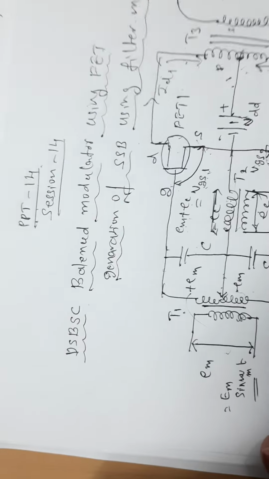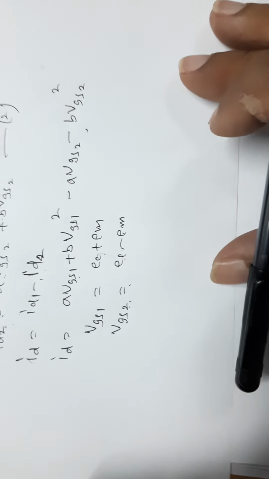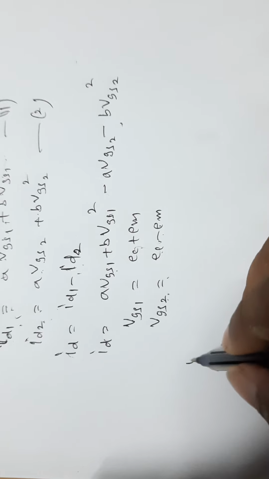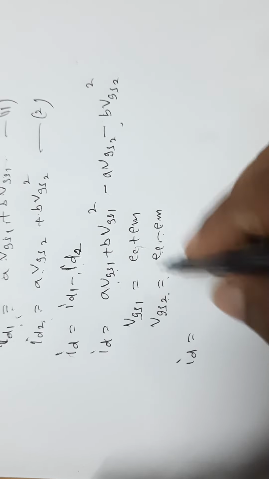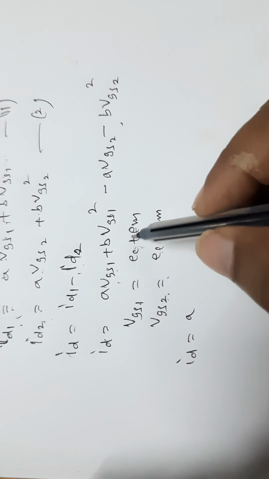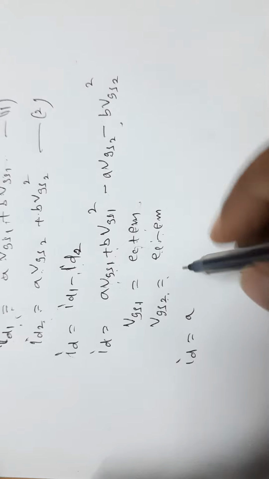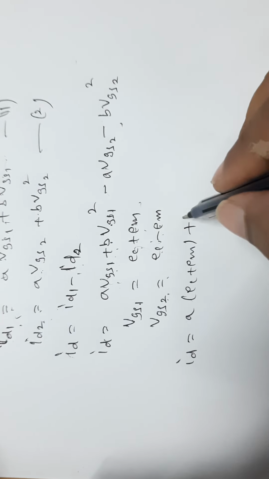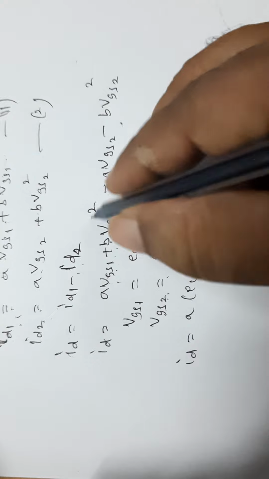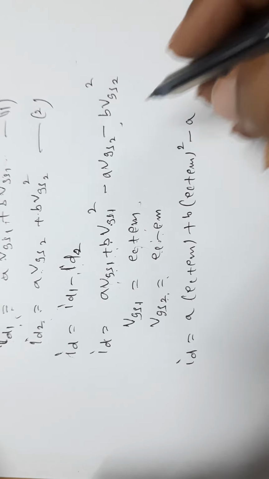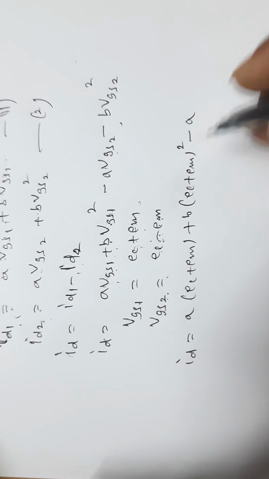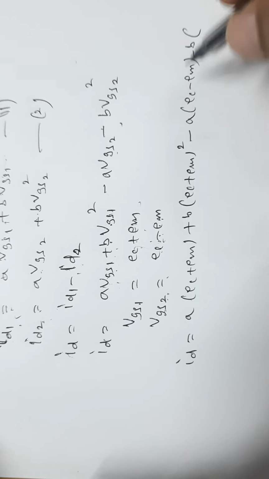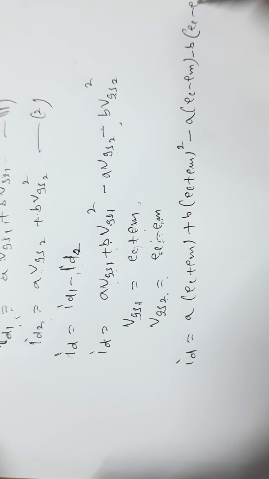On substituting these two, you get ID is equal to A into EC plus EM plus B into EC plus EM squared, minus A into EC minus EM, minus B into EC minus EM whole squared.